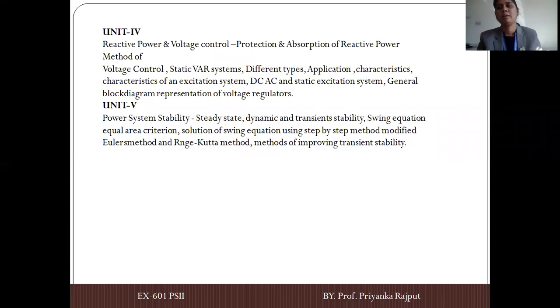In the fourth unit, we will cover reactive power and voltage control and different types of excitation systems. And in the last unit, the fifth unit, we will discuss stability: what is stability, different types of stabilities, and the swing equation and all.